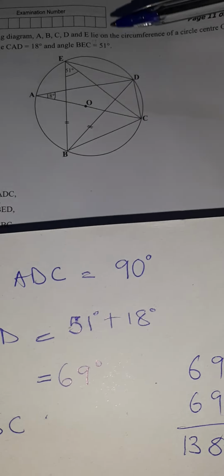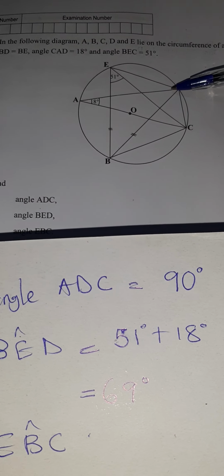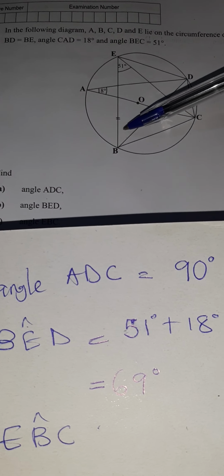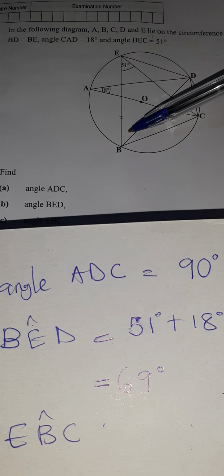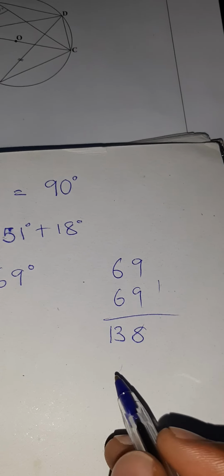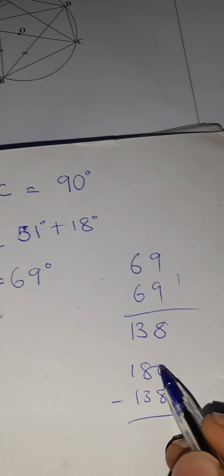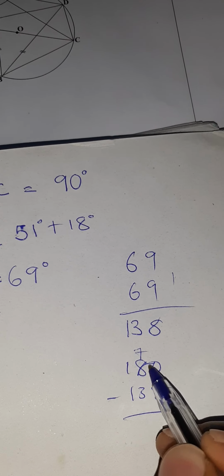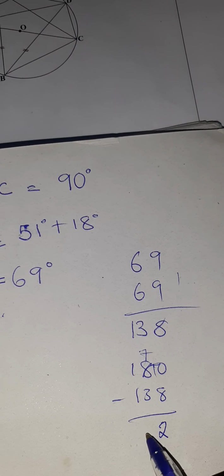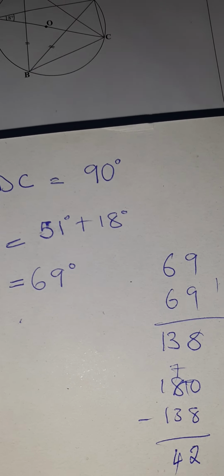Now we found 138 when adding these two. Remember, angles in a triangle add up to 180. So when we add these two, we need to subtract from 180 and then we're going to get this angle. So the remaining angle will be for this part here, and that is what we need. So we're going to say 180 minus 138. So this is a 7, this is a 10, so 10 minus 8 is a 2, and then 7 minus 3 is a 4, 1 minus 1 is a 0. So the answer is just 42.